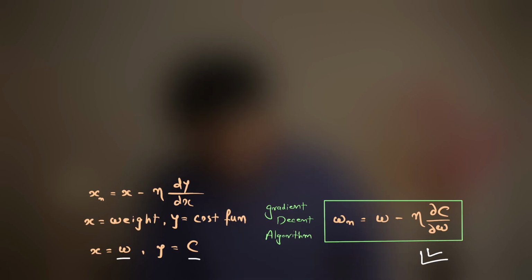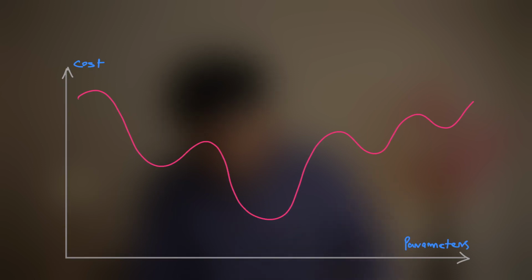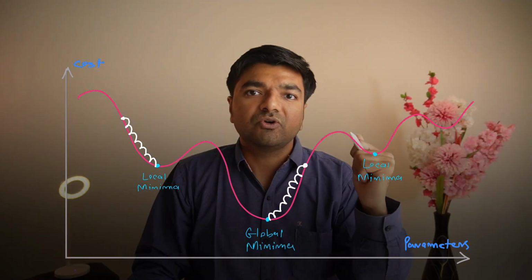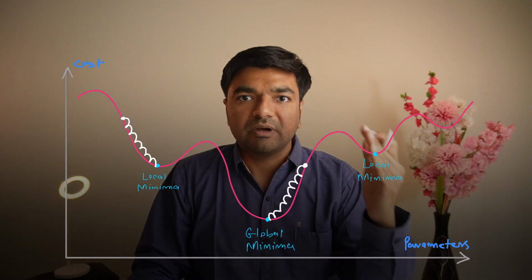If we plot a graph of cost versus parameter by assuming there is only one parameter, then it may look like this. It can have many minima points. If we have started from here, then we may end up with this local minima point, and if we have started from here, then we may end up with this global minima point. It means that there is no guarantee that we will end up with global minima always.